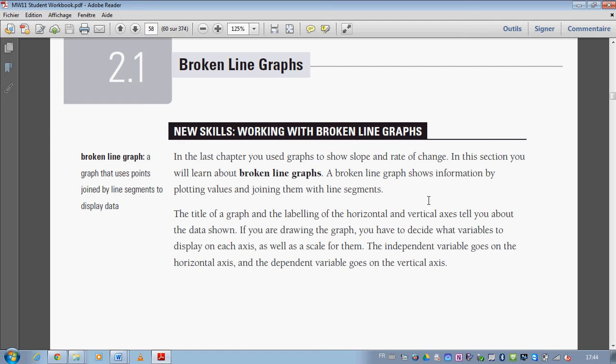That's just a reminder that when you are graphing, you do want to try to follow those rules. You're going to have a title that describes your graph accurately, and then you also want to have your independent variable on the horizontal axis and your dependent variable on the vertical axis.